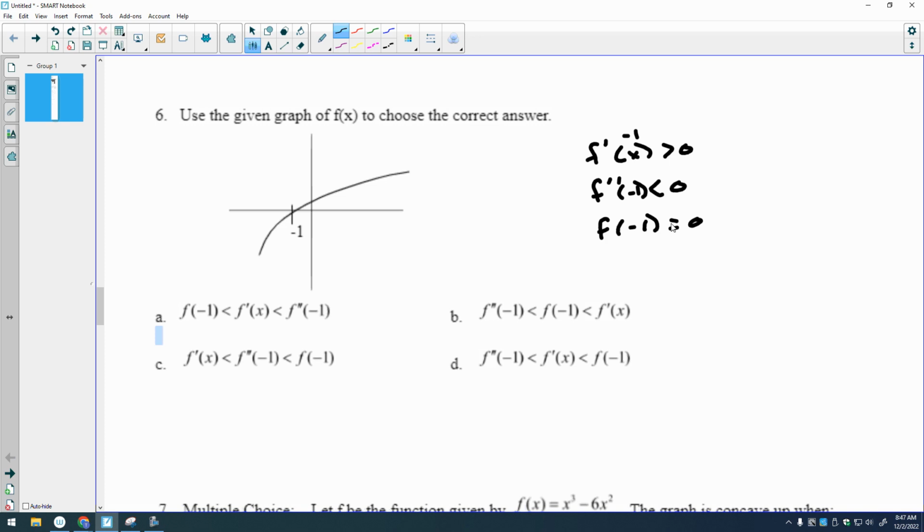Now let's rate them in order, from least to greatest. Obviously, this is the smallest because it's less than 0. This one equals 0, so it's next. And this one is greater than 0, so it's the greatest. So what's my answer? So f double prime is smallest, and then f, and then f prime. Looks like B is my answer.